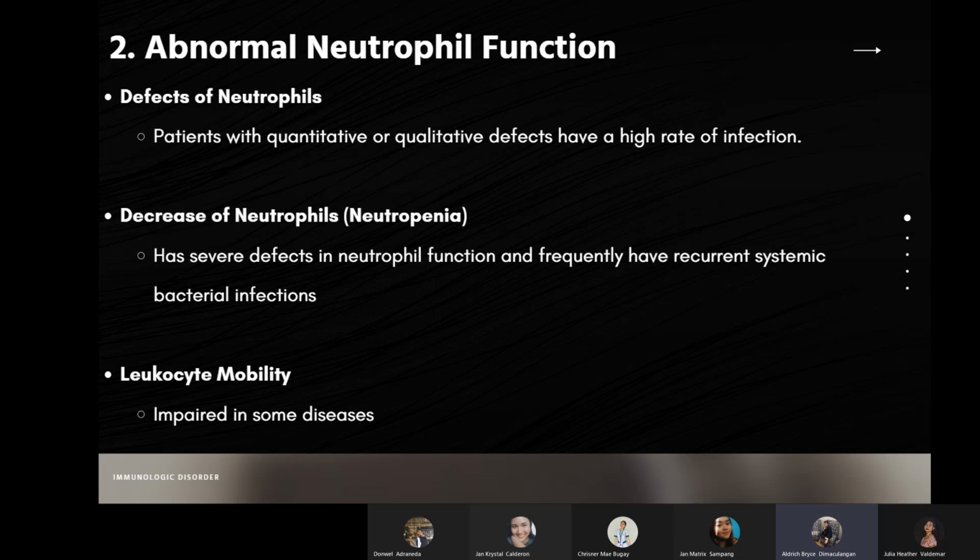Second is decrease of neutrophils, also known as neutropenia. This has severe defects in neutrophil function and frequently have recurrent systemic bacterial infections. Ang example po nito ay pneumonia. Usually kasi ang adults ay may count about 1,500 neutrophils per microliter of blood. Pag nag-less ito, nagko-cause na siya ng neutropenia kapag below 500 per microliter, kung saan nagkakaroon na ito ng severe case. In severe cases, kahit yung bacteria na normally present in the mouth, skin, and gut ay causes serious infections. Yun po yung nagiging cause ng neutropenia.